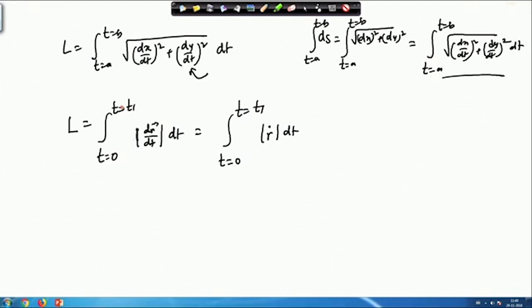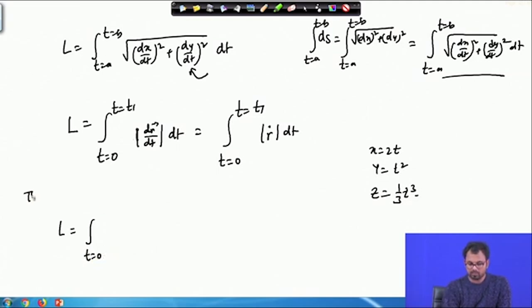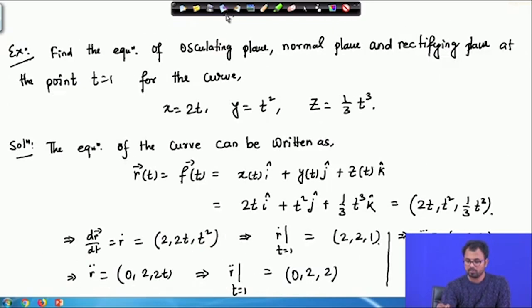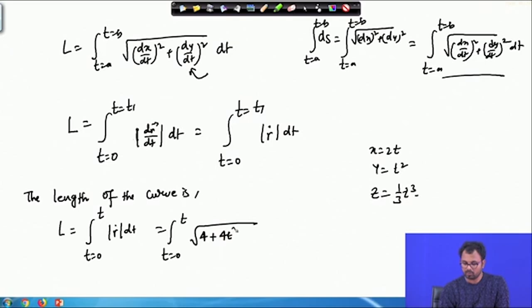In the example from the previous class, we had x equals 2t, y equals t square and z equals 1 by 3 t cube. If we want to calculate the length of the curve from t equals 0 to a point t, then L is the integral of mod r dot dt, and from the previous class we can substitute the value of r dot, which gives the square root of 4 plus 4t square plus t to the power 4, dt.